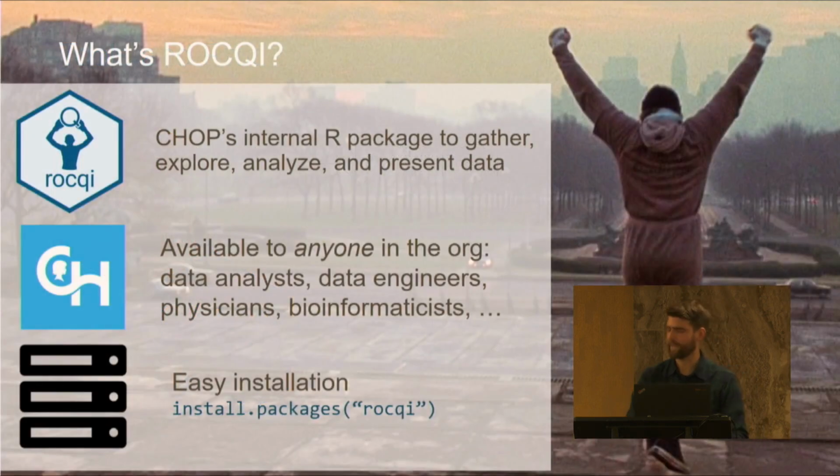And so to get into Rocky, I couldn't come to posit and not talk about Rocky, which is CHOP's internal package that we developed to help us gather, explore, analyze, and present data. And it's called Rocky because the office that I'm in used to be called the Office of Clinical Quality Improvement, or OCQI. And then we're based in Philly, and the Rocky thing just snowballed, and it's called Rocky. And we have a nice little hex sticker there with our Rocky holding up the Q. So like I said, it's available to anyone in the organization, and it's really easy to install. We have it hosted on a CRAN-like repository within CHOP, so that we don't have to install it from GitHub. We edited everyone's R profiles to point to this repository to install, which is great.